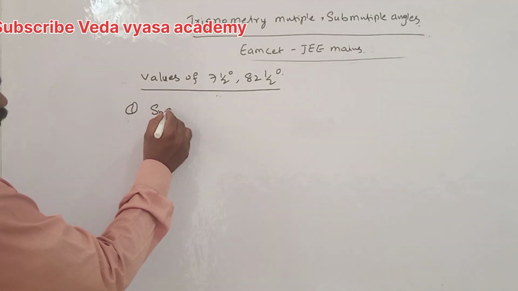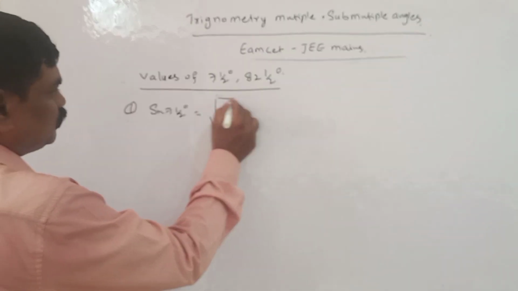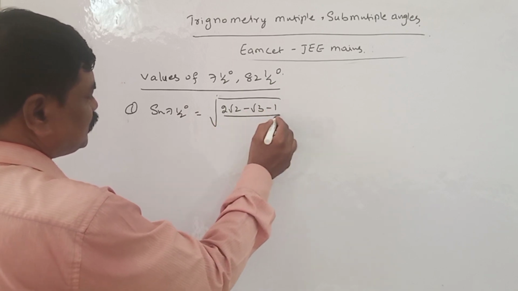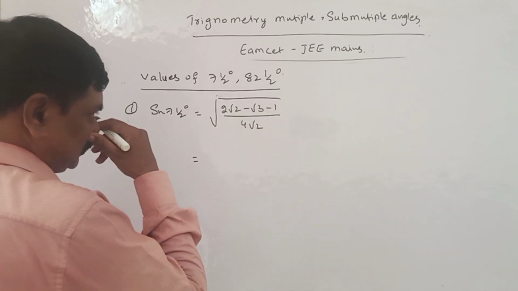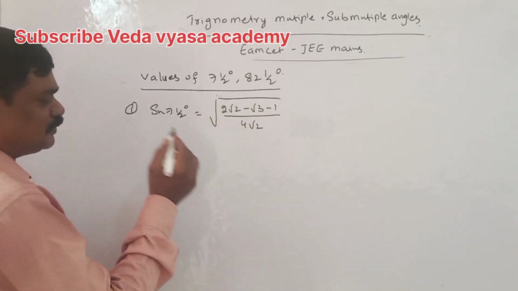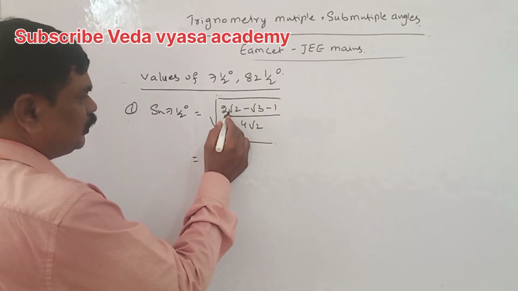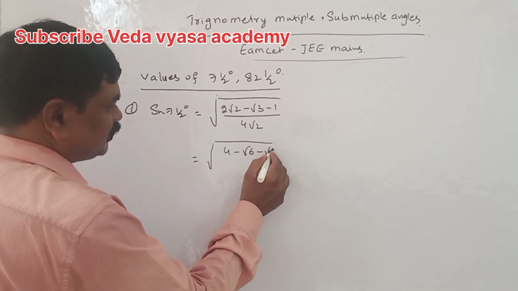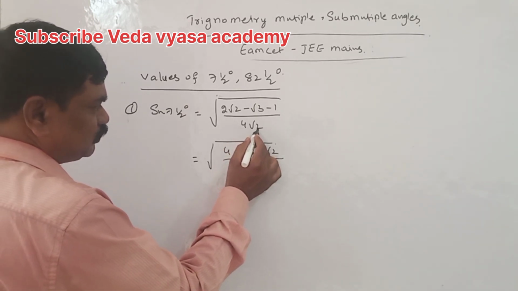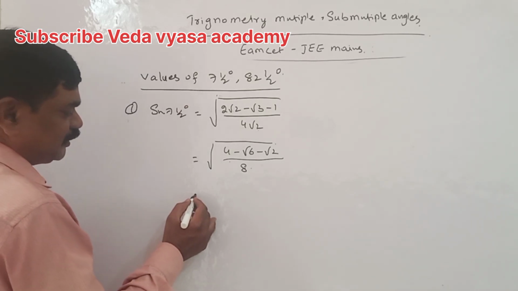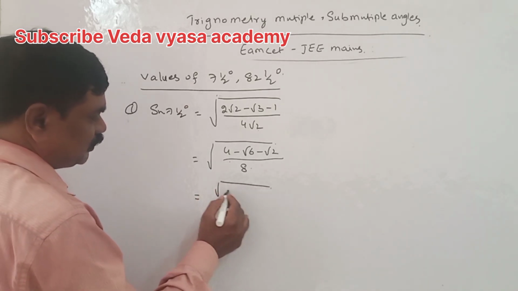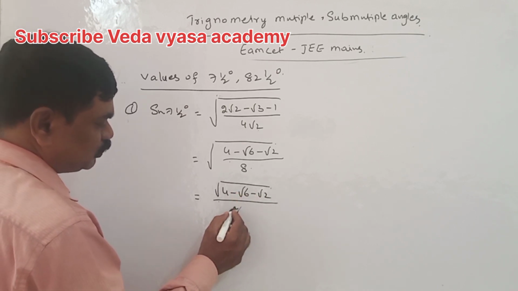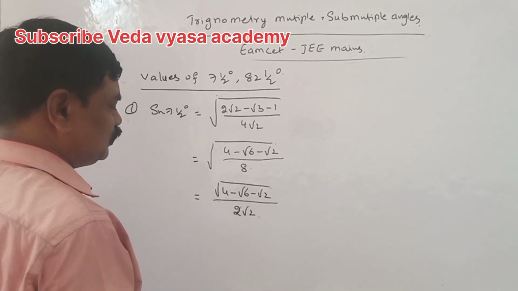Sin 7.5 degrees is equal to root over 2 root 2 minus root 3 minus 1 by 4 root 2. So you have to multiply numerator and denominator by root 2. Then what we will have? Root 2 into root 2 is 2, 2 into 2 is 4, minus root 6 minus root 2 by 4 into root 2, which is 8. Then this is root over 4 minus root 6 minus root 2 by 2 root 2. Okay, all of them.